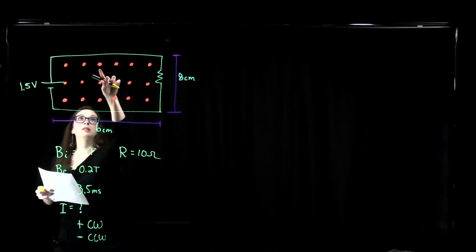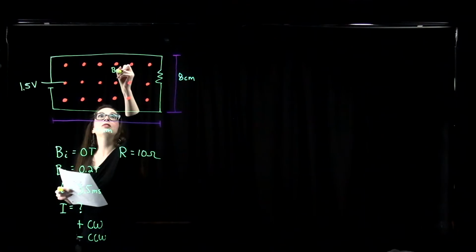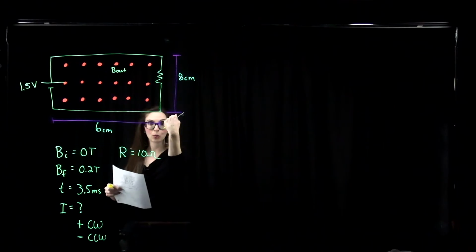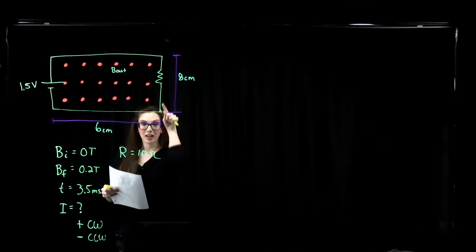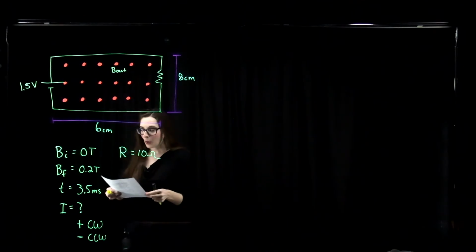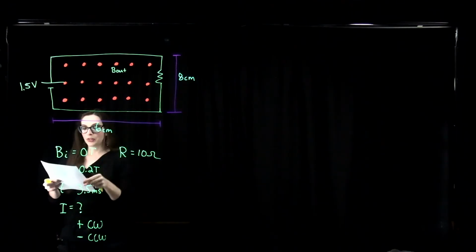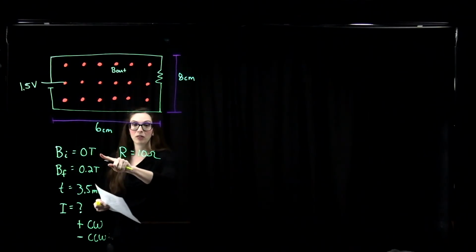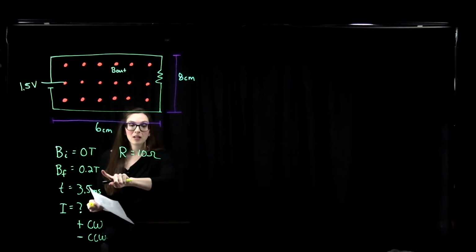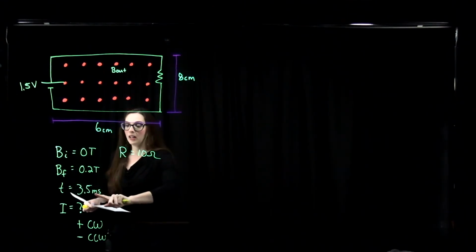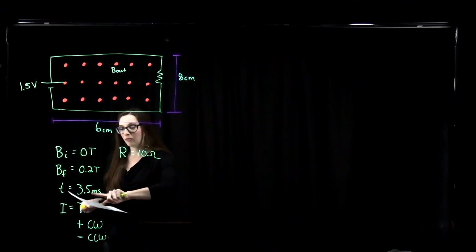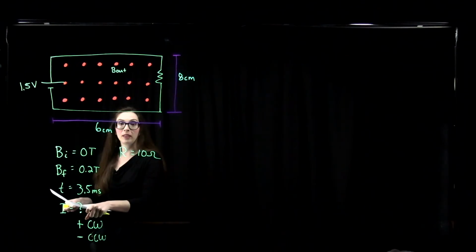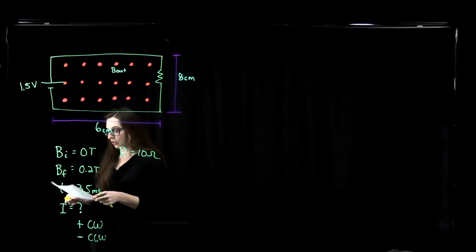Okay, so these dots here mean that the magnetic field is directed out of the page. So I'm looking at it here, it's out of the page toward me, or you looking at it, it's out of the page toward you. Our magnetic field inside our circuit is going to increase from 0 Tesla, that's our initial magnetic field strength, to 0.2 Tesla, that's our final magnetic field strength. It's going to do this over the course of 3.5 milliseconds. What is the current in the loop during this time when our magnetic field is changing?